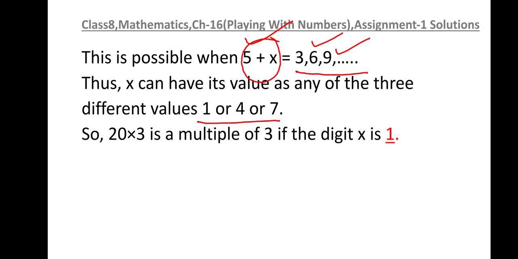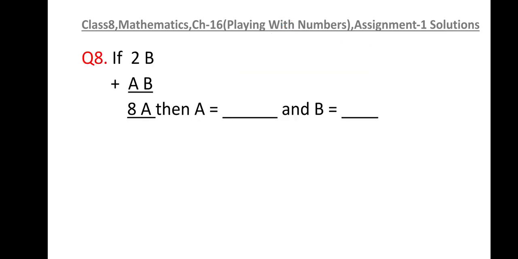So it is a multiple of 3 if the digit x is 1 or 4 or 7. This is your answer. Coming to question number 8. Question number 8 is: if 2b plus ab is equal to 8a, then a is equal to and b is equal to. We need to find the values of a and b.